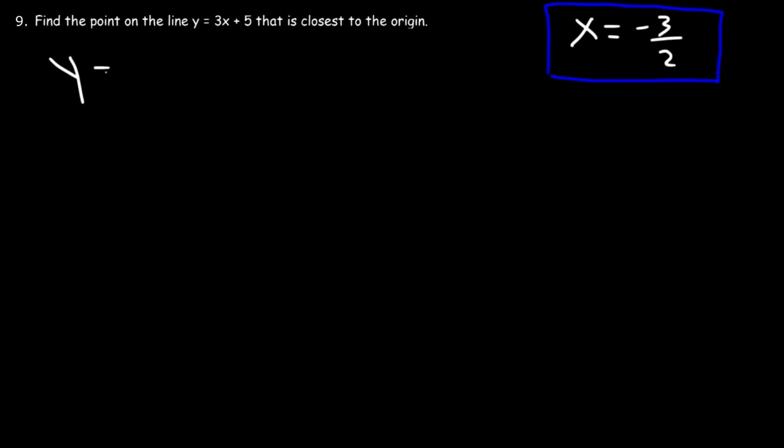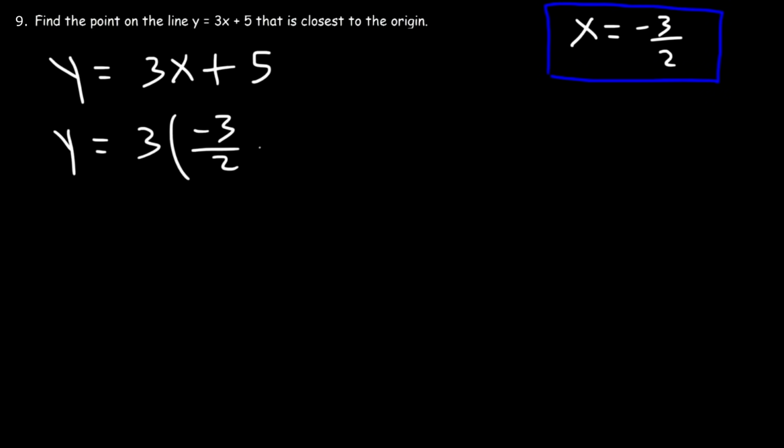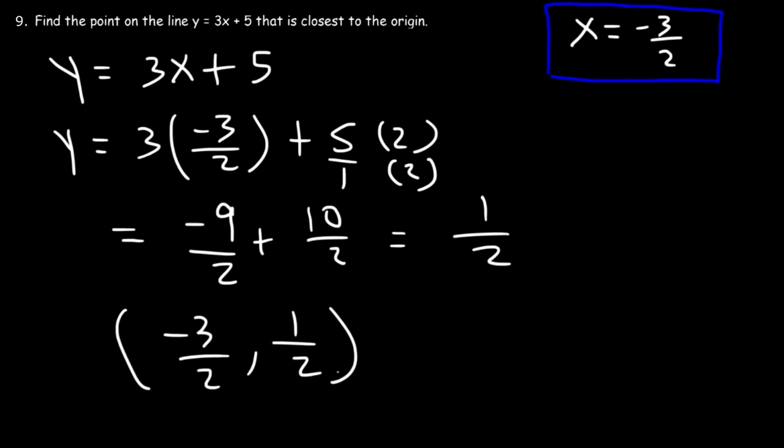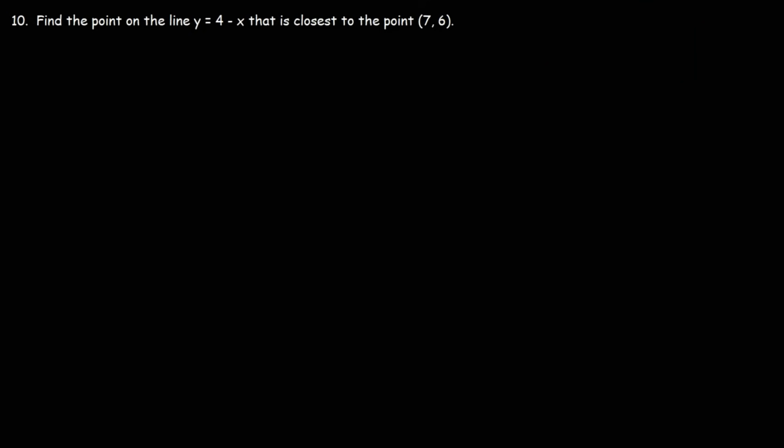And so we have y. y is 3x plus 5. So that's going to be 3 times negative 3 over 2 plus 5. So that's negative 9 over 2. And 5 we can multiply by 2 over 2, so it becomes 10 over 2. Negative 9 plus 10 is 1. So we have the point negative 3 over 2, comma 1/2. And so that is the point that is closest to the origin. And that's how you could find it.